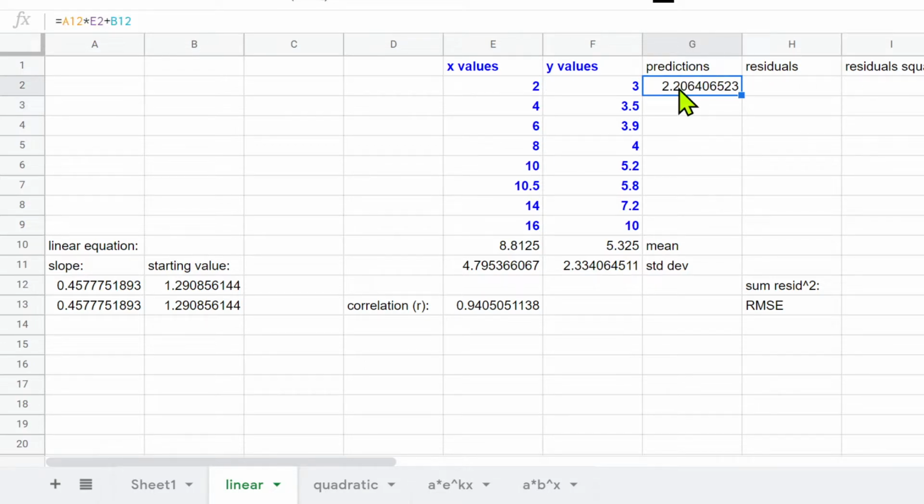And there is what we would predict. This is what our linear equation is predicting as a y value. So our true y value is 3, but our prediction is 2.2. And it's predicting that based on this equation. Here's our m, our slope, and our starting value.